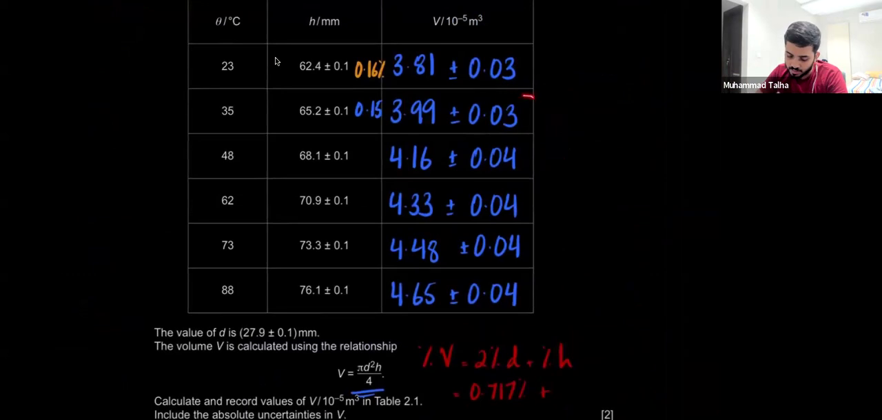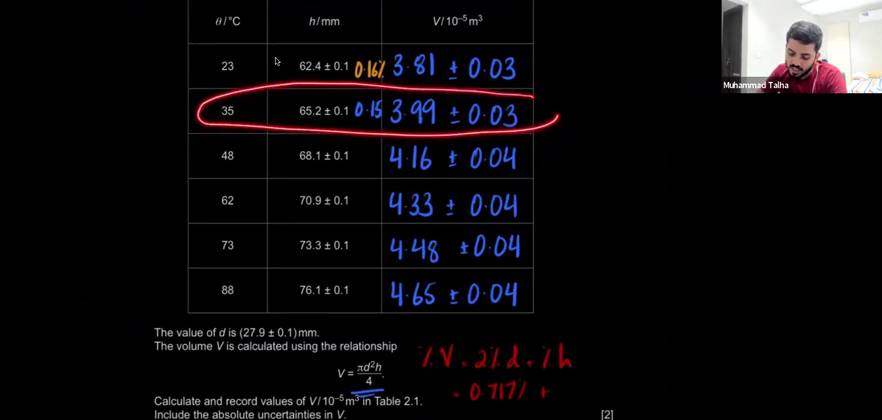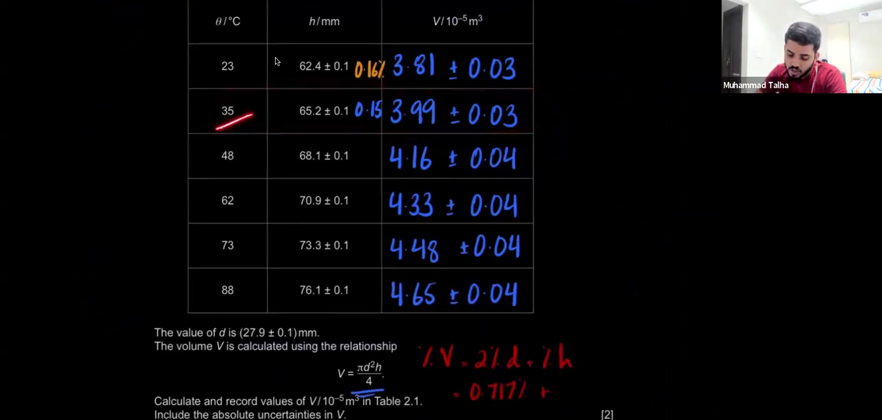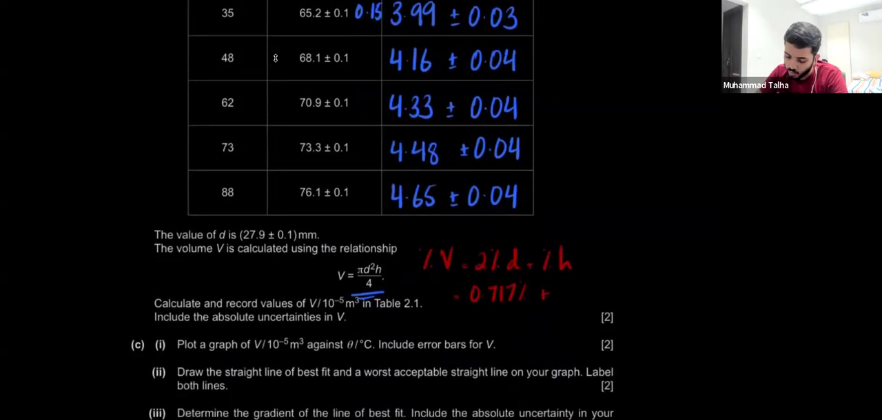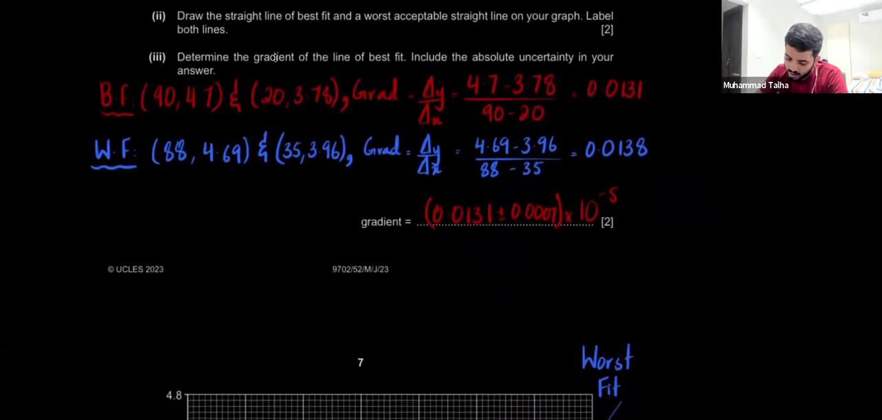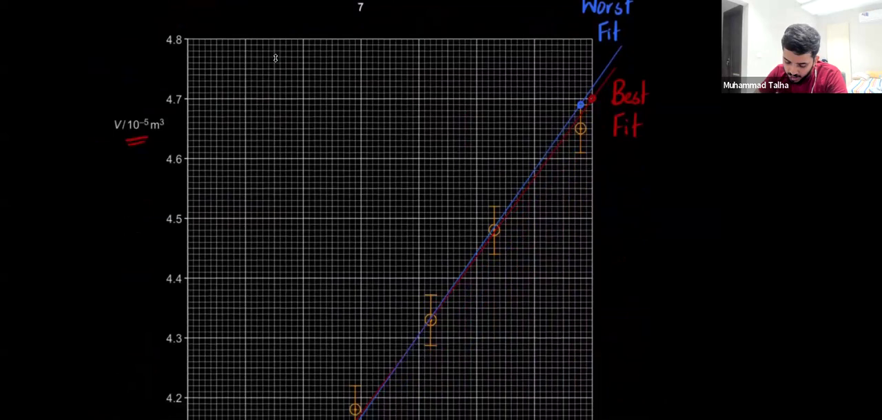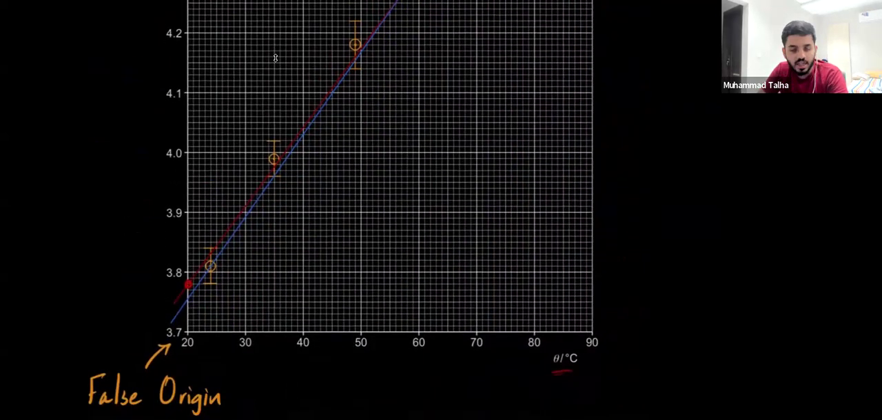Let's do this one. Right, so theta is 35. So V is 3.99 plus or minus 0.03, right? So I am looking for 35 and 3.99 here. 35 is going to be right here. And 3.99, again, I just now need to read the scales.